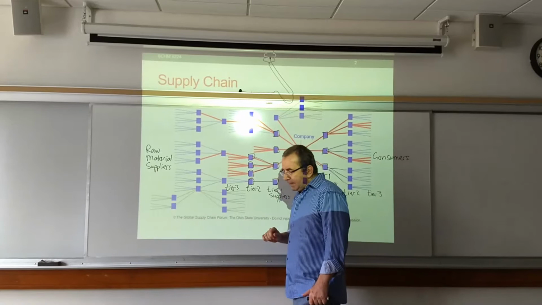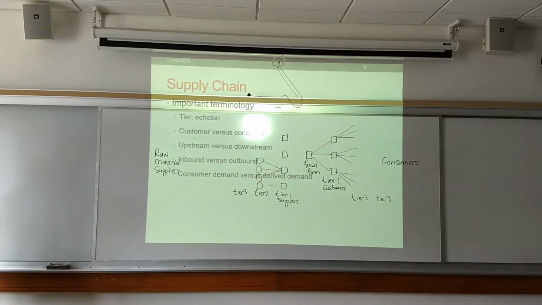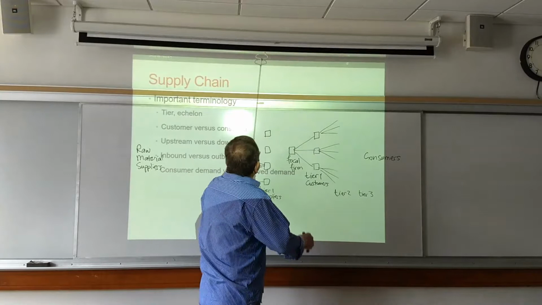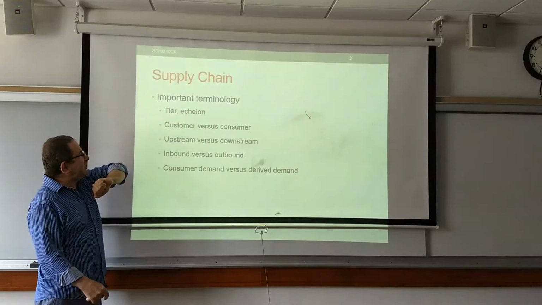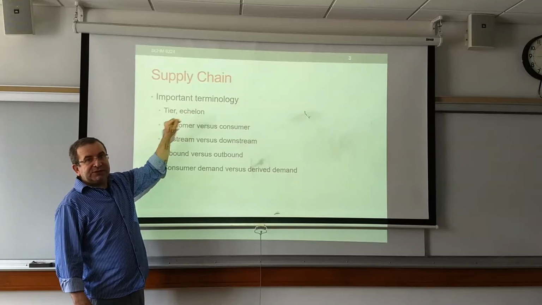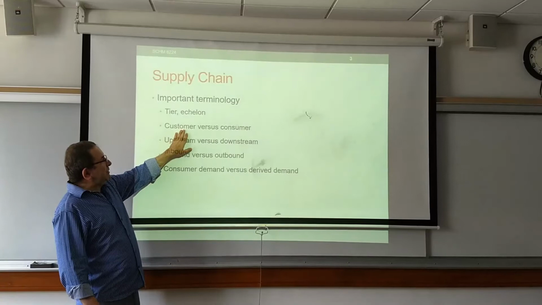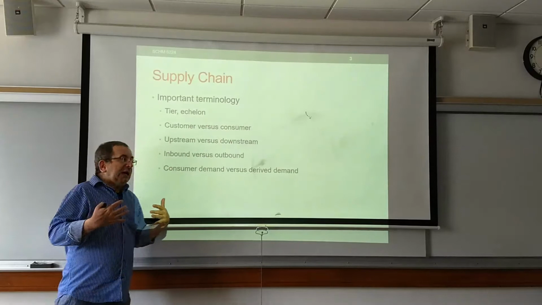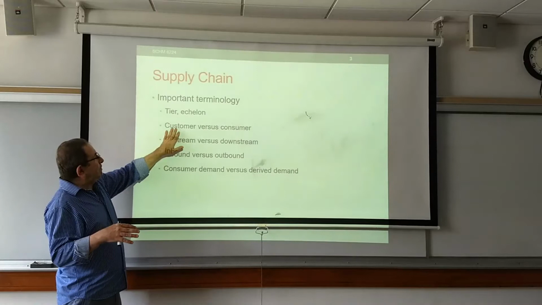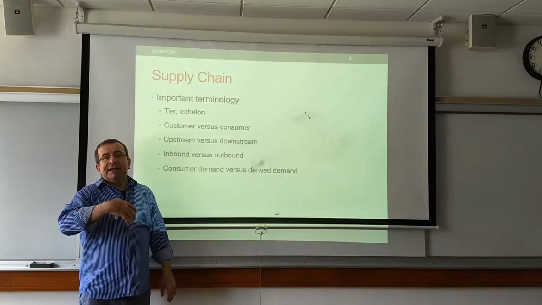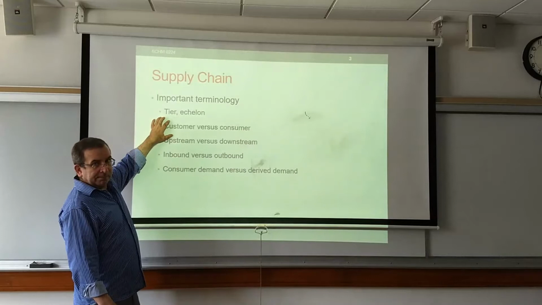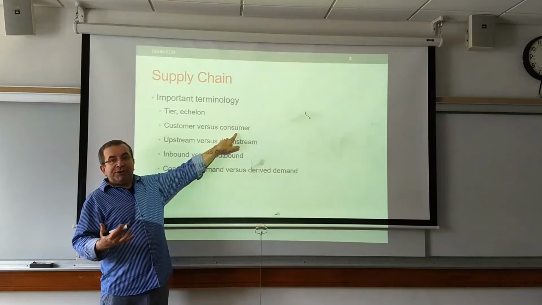Let's just review this. We've talked about tier one customer, tier two customer, tier three customer, etc. Another word for tier is echelon. They are synonymous. We've talked about customers versus consumers. What's the difference? Customer is the general term. A customer can be a consumer, an individual end user, or a customer can be another organization, another firm, government, etc. So this is the umbrella term.